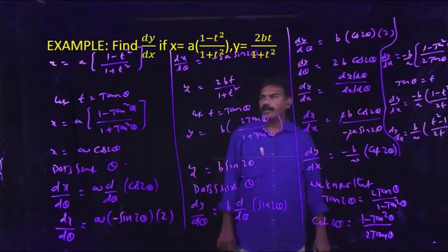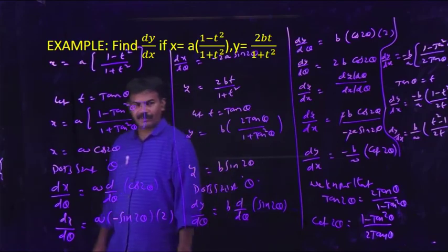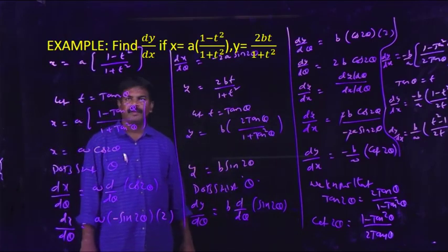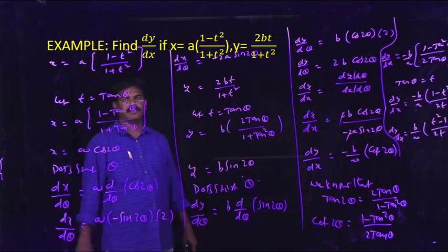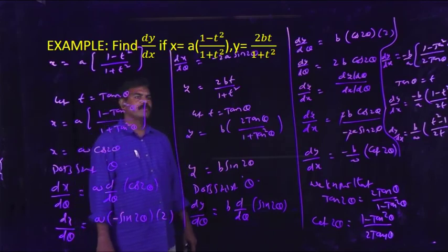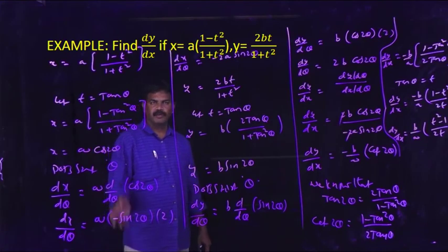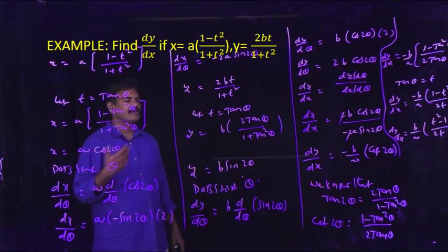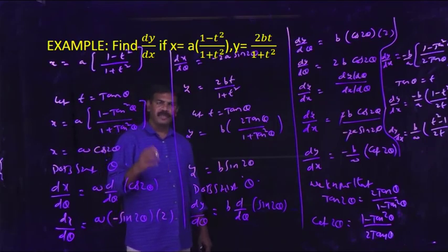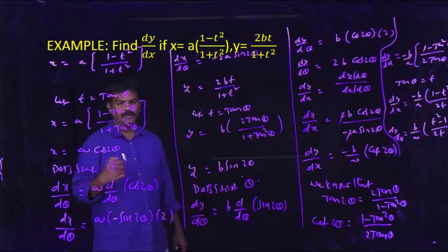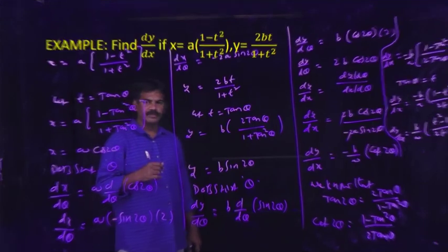So we follow the same procedure, parametric differentiation here also. That is x is equal to a into 1 minus t square by 1 plus t square and y is equal to 2bt by 1 plus t square. In both cases we take t is equal to tan theta. So this is the substitution method. Like that, in the next classes we will discuss the substitution method also.